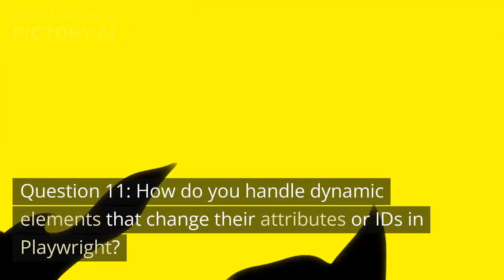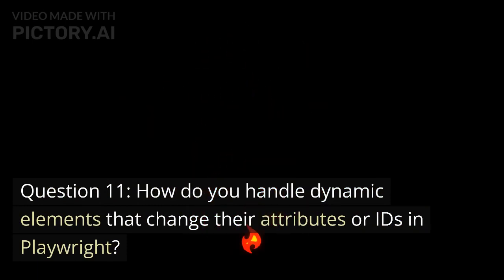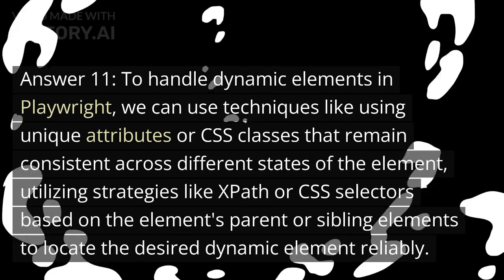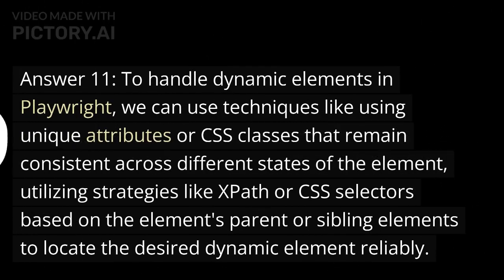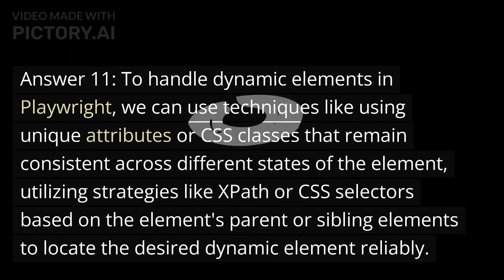Question 11. How do you handle dynamic elements that change their attributes or IDs in Playwright? Answer 11. To handle dynamic elements in Playwright, we can use techniques like using unique attributes or CSS classes that remain consistent across different states of the element, utilizing strategies like XPath or CSS selectors based on the element's parent or sibling elements to locate the desired dynamic element reliably.